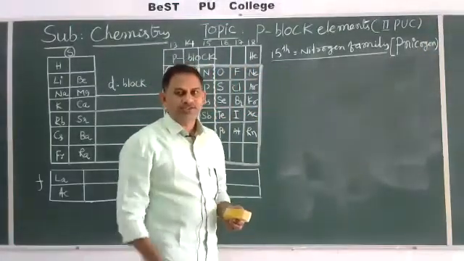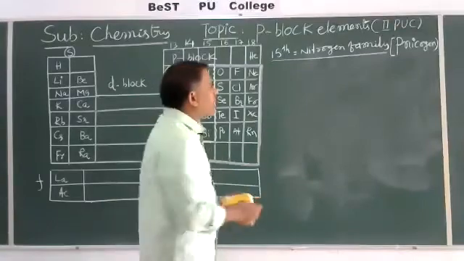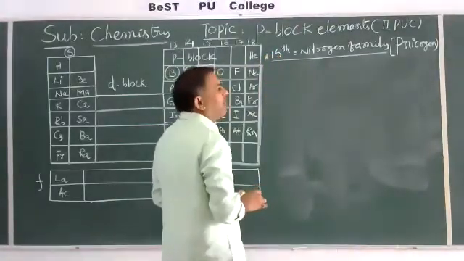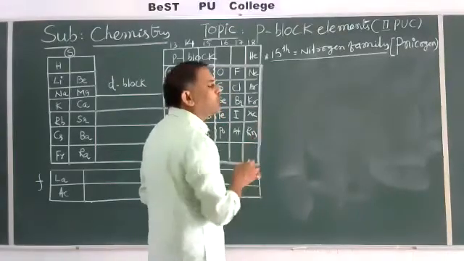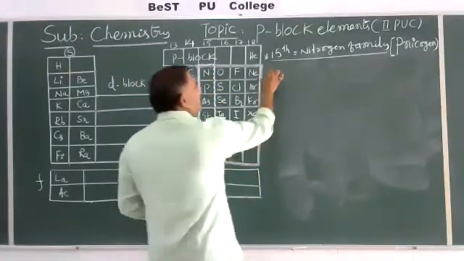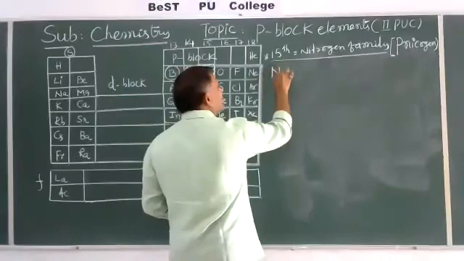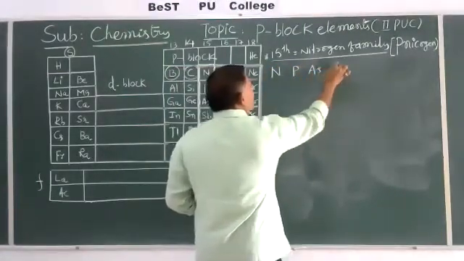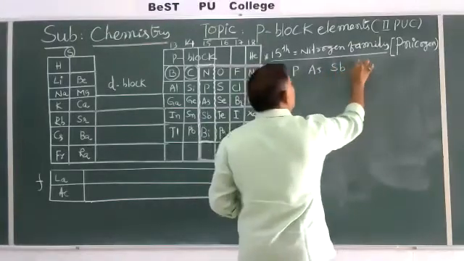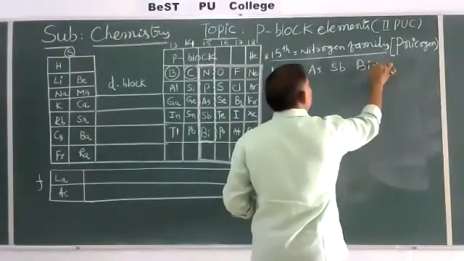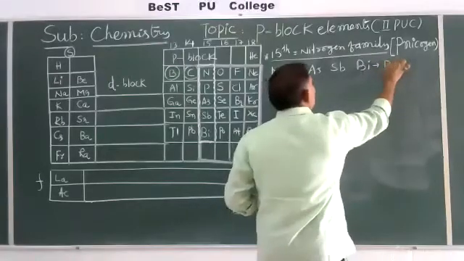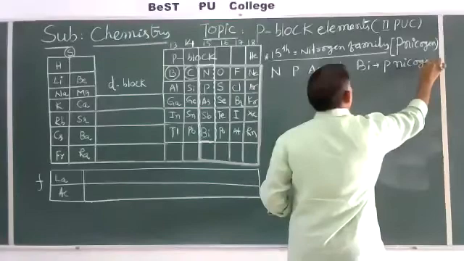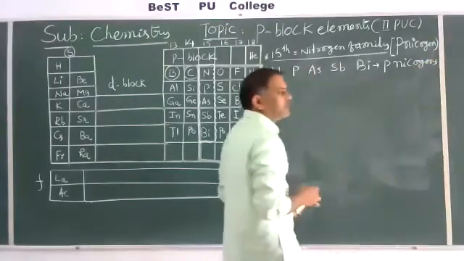Pnictogens. So this 15th group is the nitrogen family, also called the pnictogens. Nitrogen, phosphorus, arsenic, antimony, and bismuth are collectively called pnictogens. Why are these called pnictogens?